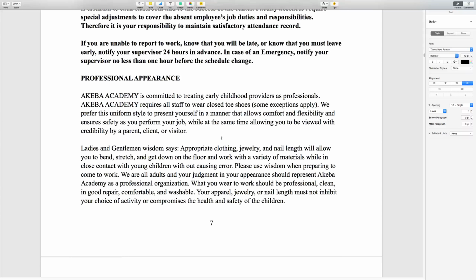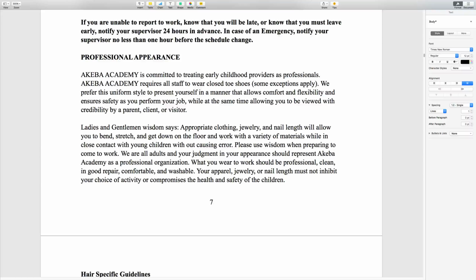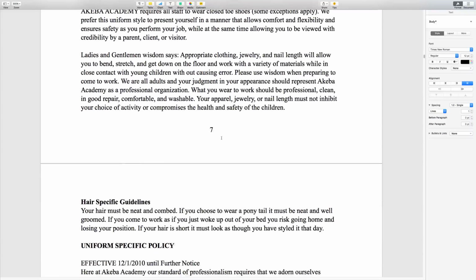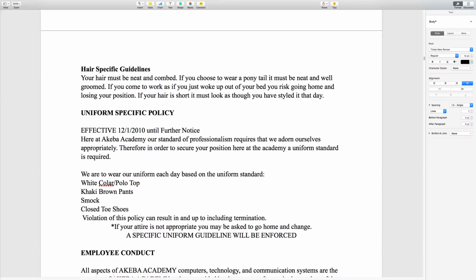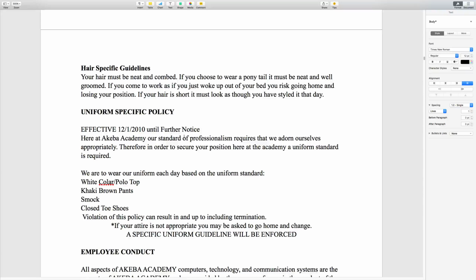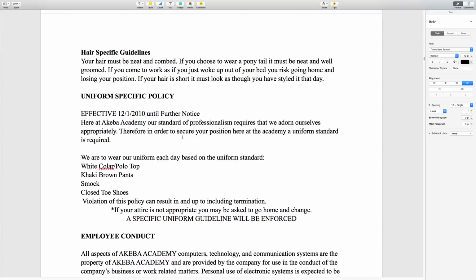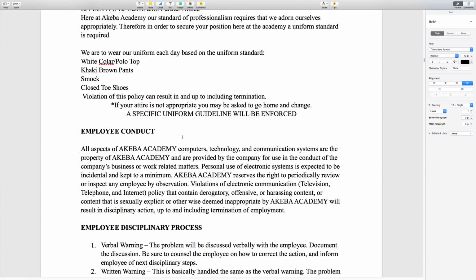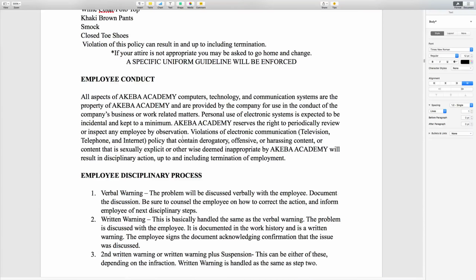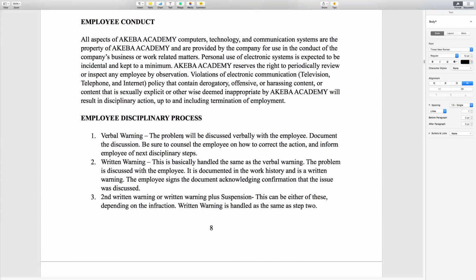We go through professional appearance, and you want to be very, very clear. So we go through our hair specific guidelines. We go through our uniform policy. We go through our employee conduct when it comes to cell phones, computers. We go through our employee disciplinary process.